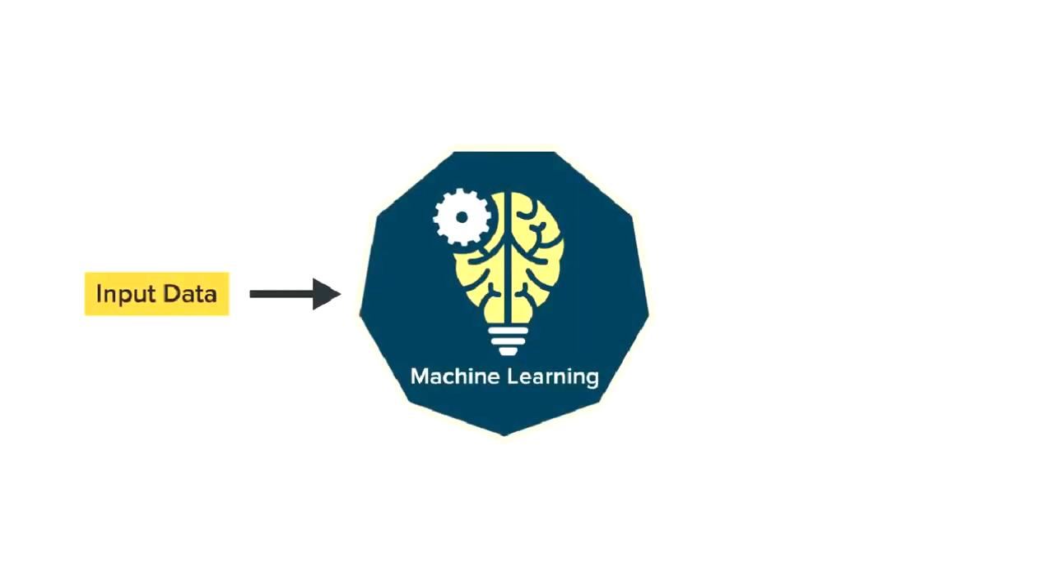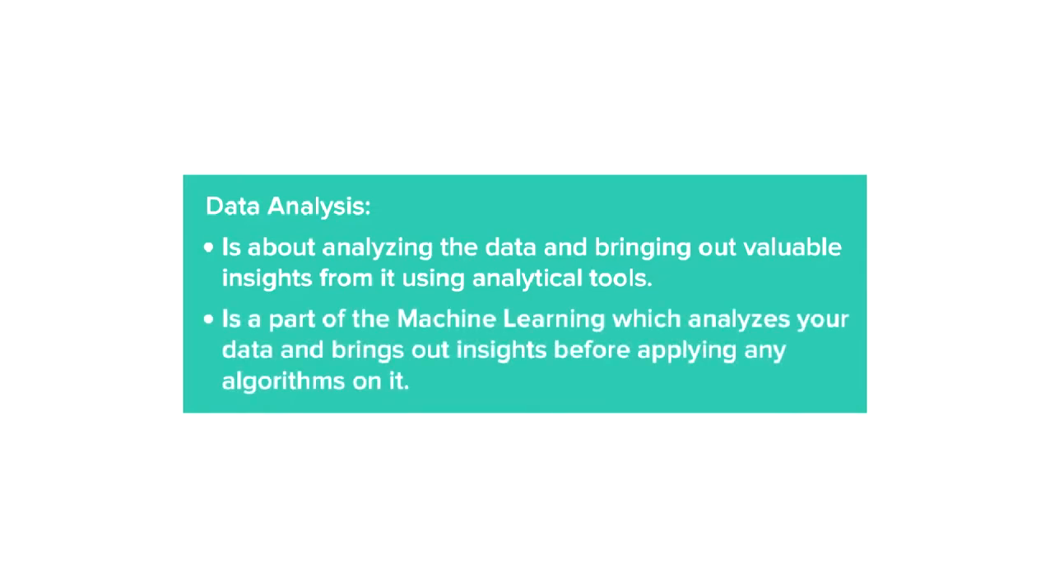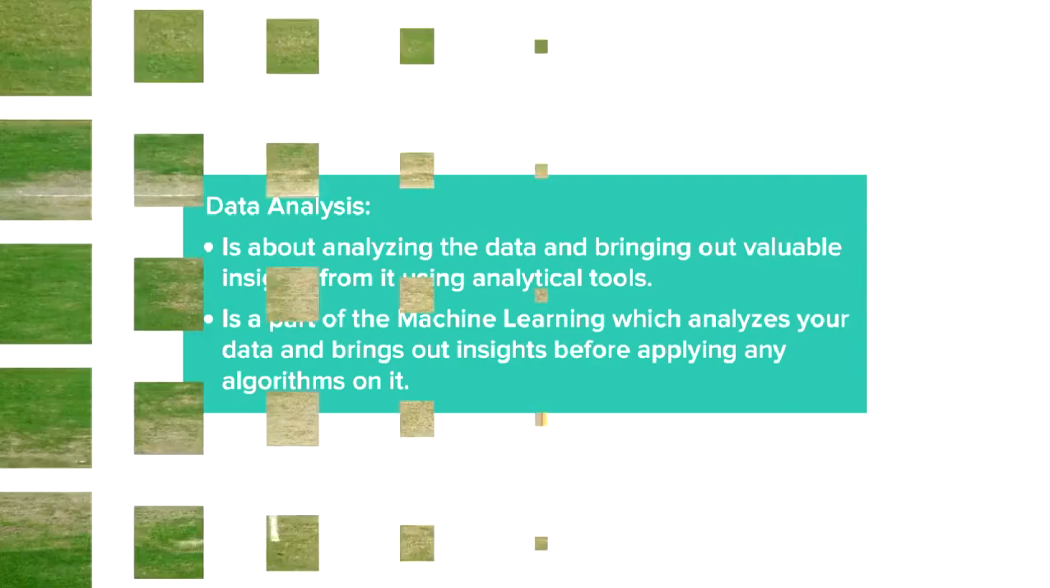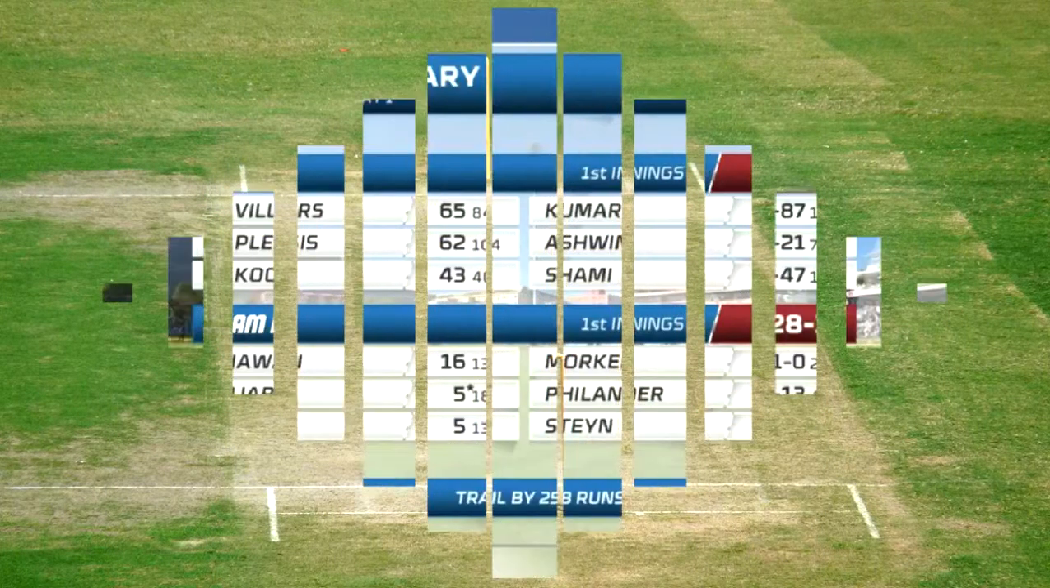As we have learnt earlier, machine learning uses different algorithms for predicting the future outcomes, and data analysis is about analyzing the data and bringing out valuable insights from it using analytical tools. So, data analysis is a part of machine learning which analyzes your data and brings out insights before applying any algorithms on it. For example, let us consider the cricket match scenario.